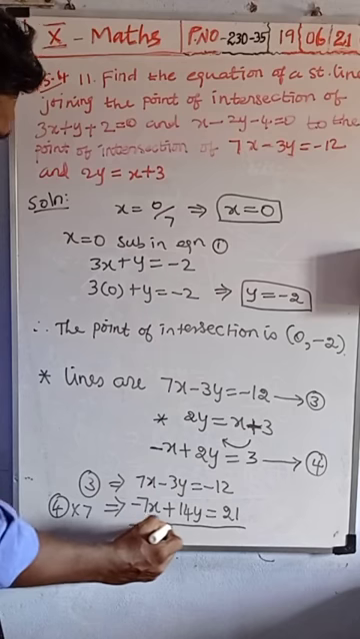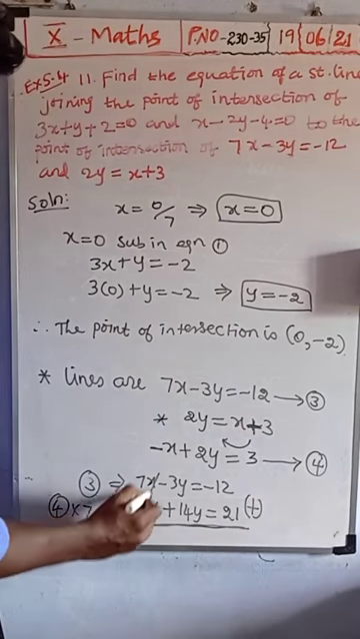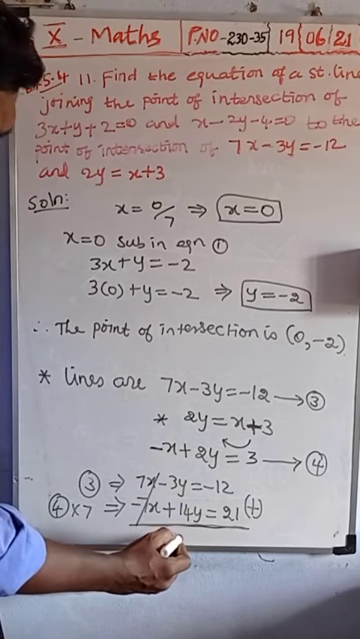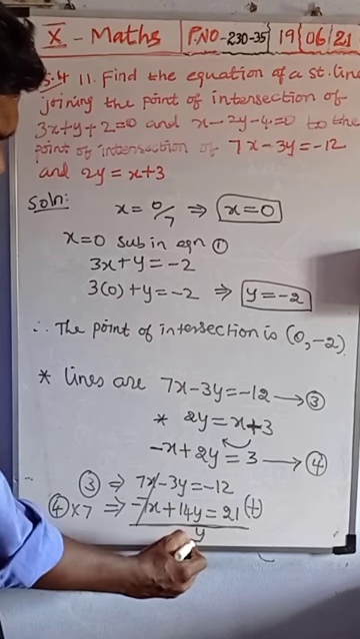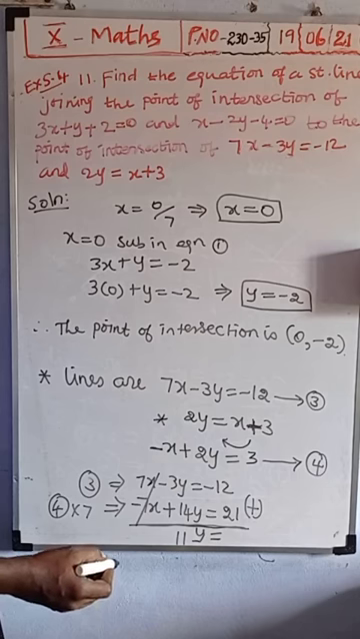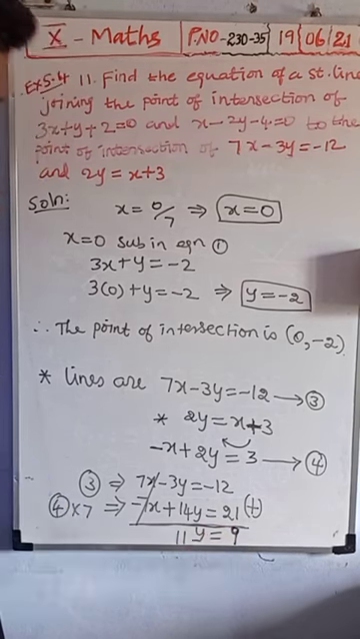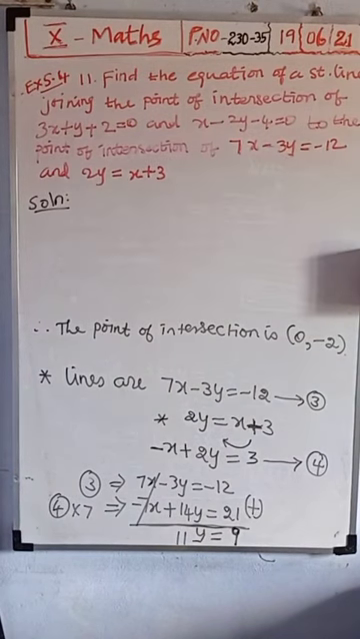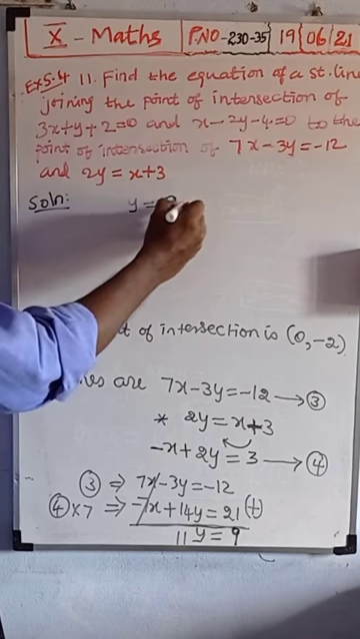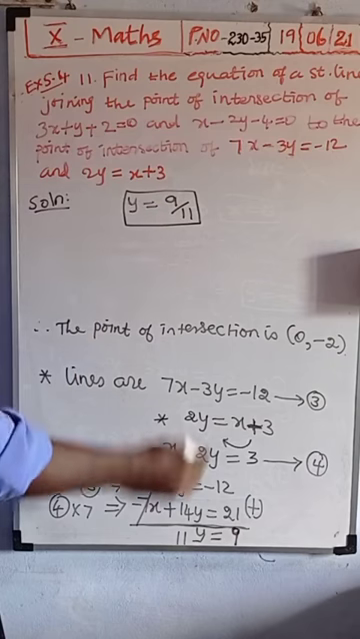Okay, now you should add these two equations. So adding these two equations, plus 7x minus 7x will get cancelled. 14 minus 3 is 11y. 11y is equal to 21 minus 12, remaining 9. Now y is equal to 9 divided by 11, so y is equal to 9 by 11.